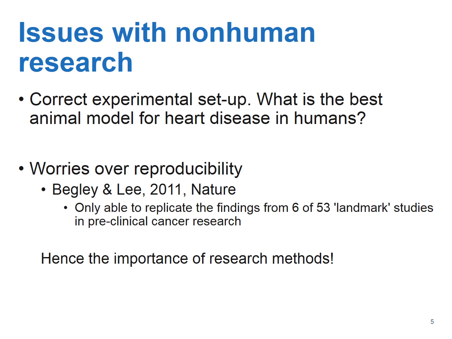There's also been worries about reproducibility in science. There was a very influential paper from 2011 that was only able to replicate the findings from 6 of 53 landmark studies in preclinical cancer research. However, that may have been a particularly egregious example, which emphasized the importance of good research methods.